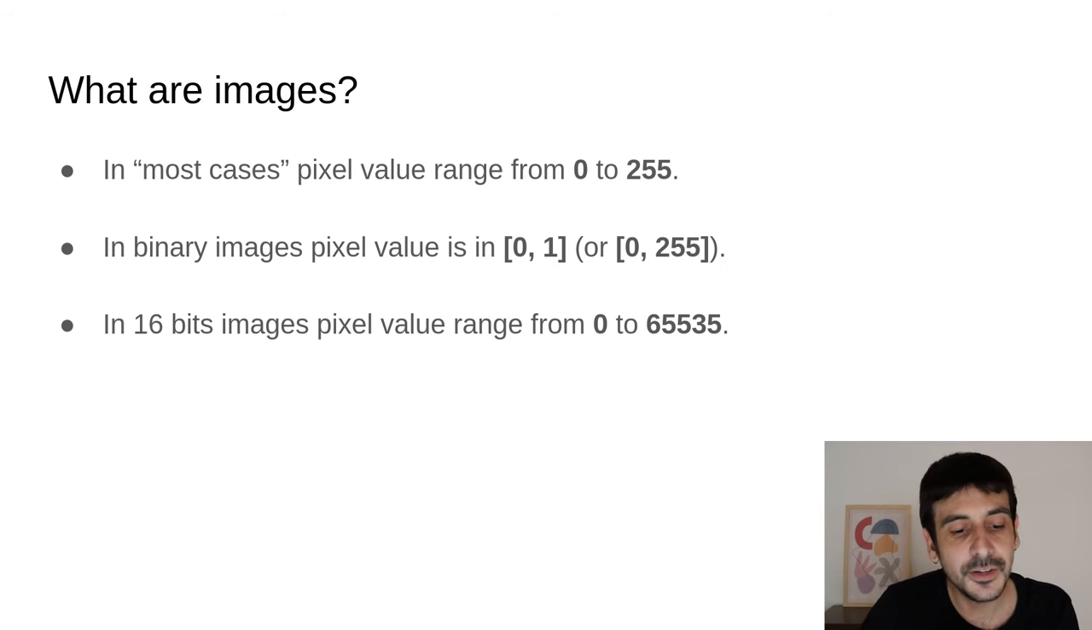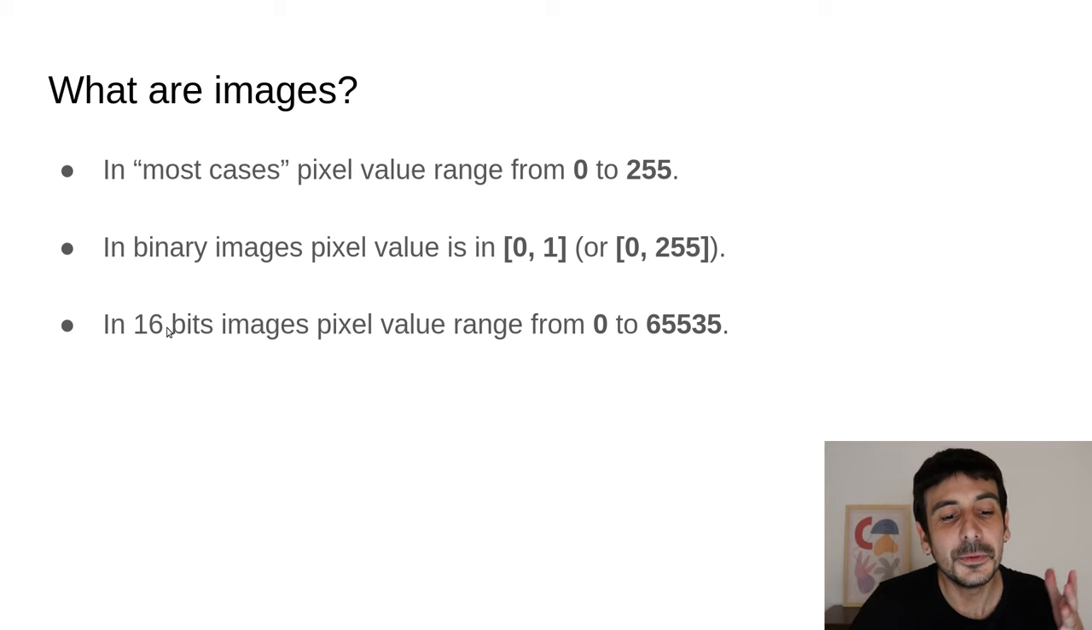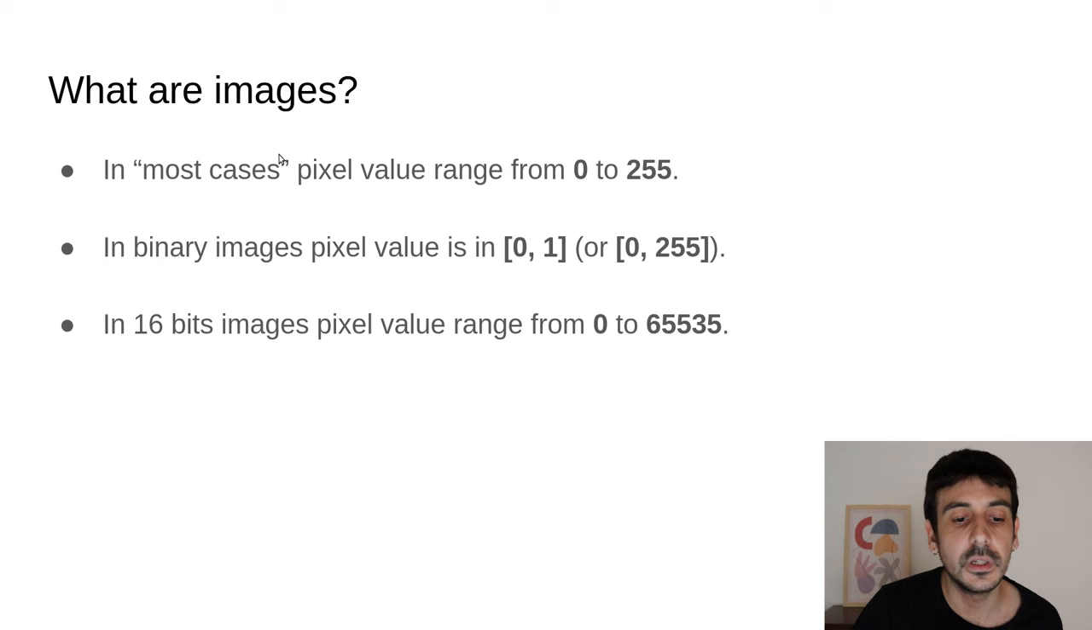And then another example is images which are made of 16-bit pixels, where the information in every single pixel is saved with 16 bits, also known as 2 bytes. I would say in most images you are going to be working with, the images will be 8 bits, so every single pixel will be only 1 byte. But in some cases, there are also images of 16 bits, and in this case, the possible values for every single pixel go from 0 to 65,535. That's very important, and that's another thing we need to know about images.